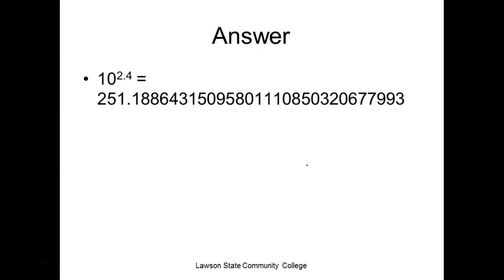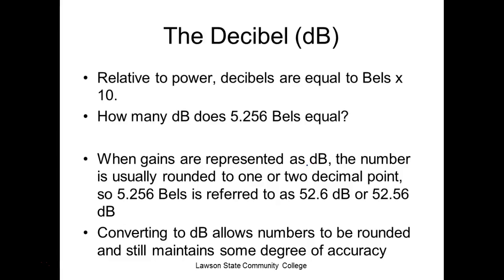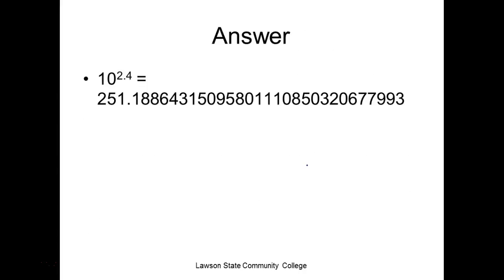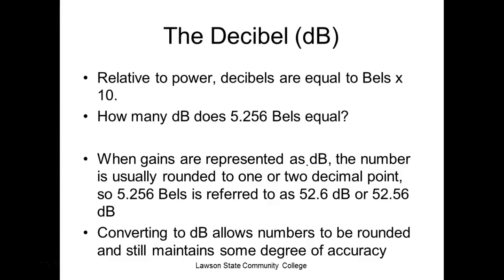Are we okay? Relative power in decibels is equal to bels times 10. Hence the name decibels. So here I would say this would be 24 dB. Instead of saying 2.4 bels, I would say 24 dB. Broke it down. How many dB is 5.256 bels? Well, it's 52.56 dB.